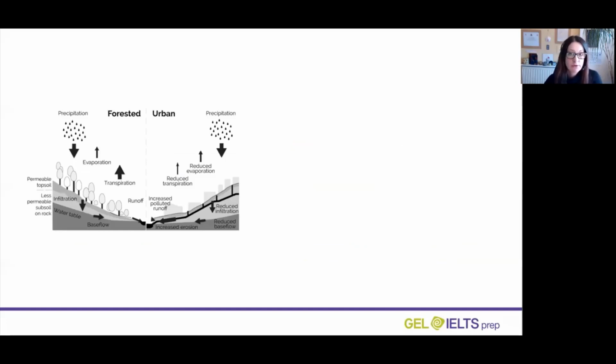Let's look now at a process diagram. This is another type of graphic that you could get in the IELTS Academic Writing Task 1. It's probably not as common as some of the other types, but it's still very important to know what to do if you do get one. So we're going to look at how we can identify main features in these types of diagrams.